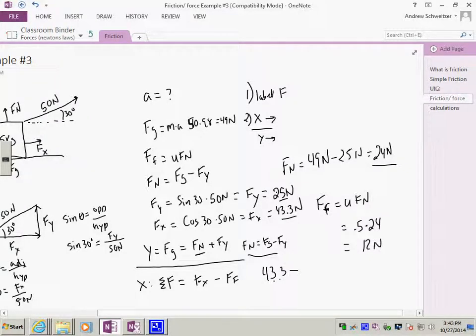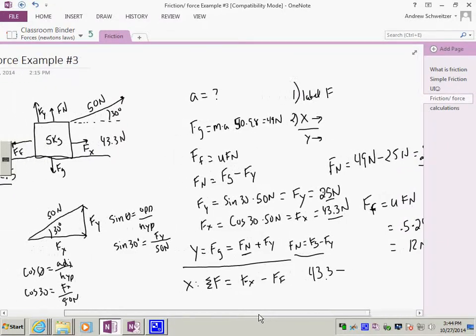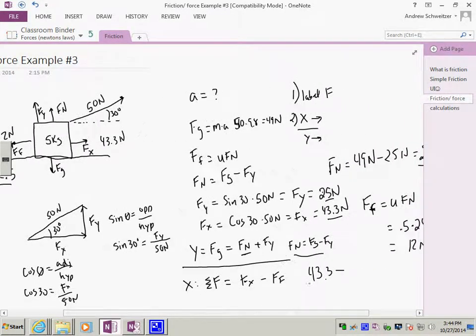newtons. So I have a forward force of 43.3 newtons and a frictive force of 12 newtons. 43.3 minus the 12 gives me 31.3 newtons. And this is the net sum force, going to the right, 31.3 newtons.